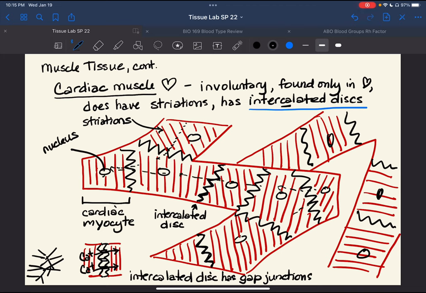And this is how the heart coordinates contraction. If I move calcium through all of the little holes in the intercalated discs in succession, and I do it very quickly, I can tell everybody in all of the sarcomeres that I need to contract at the same time.